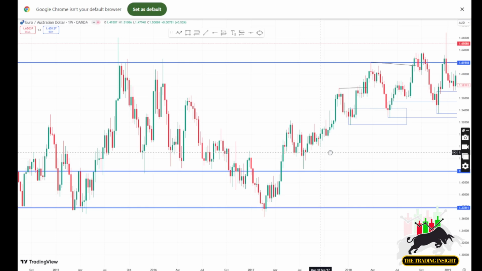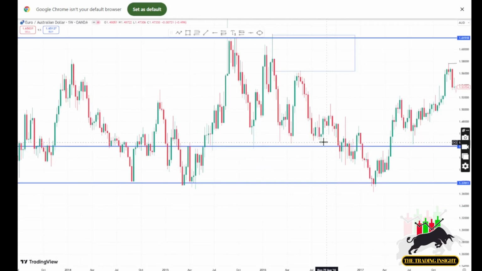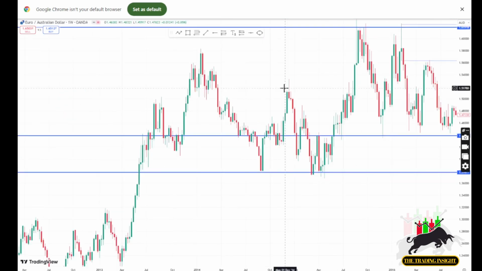Let me see something else. So this was the break of structure, and price came back and retested this other block. This is another block. If I should scale down to the lower time frame, this is another block. So that's just it about order blocks. You would always spot order blocks after a break of structure.